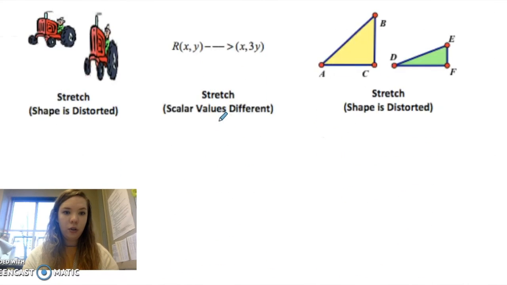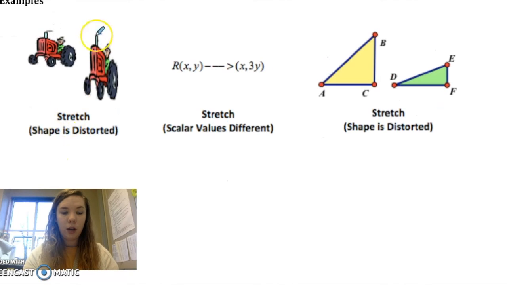So it says stretch, shape is distorted. Okay, this one is taller than it was before. Your multipliers are different, or it's distorted at all. It doesn't look similar anymore.